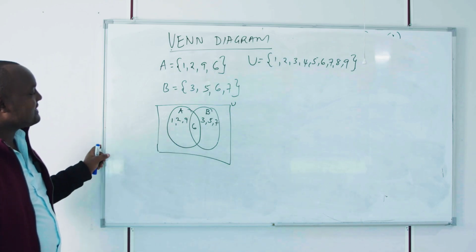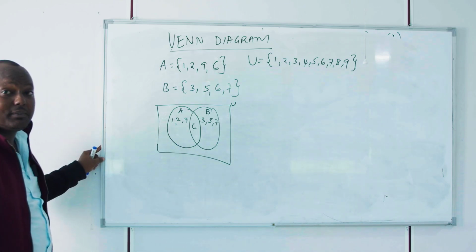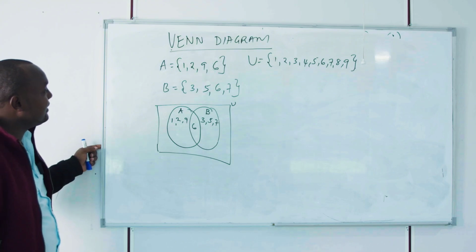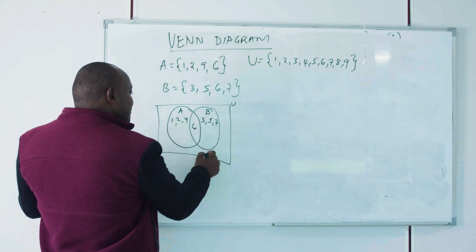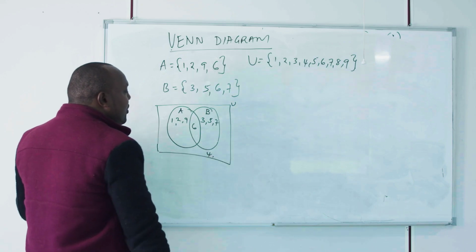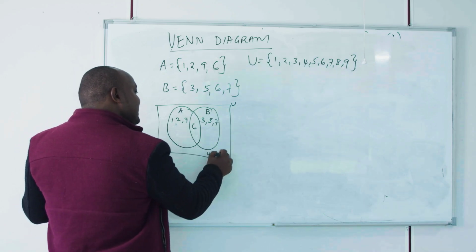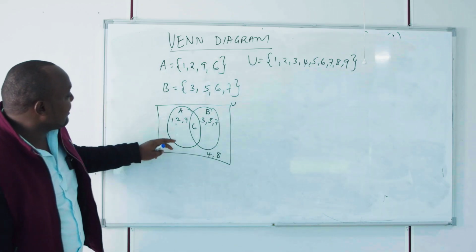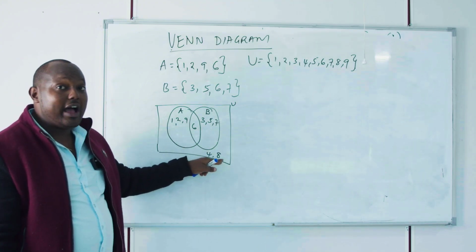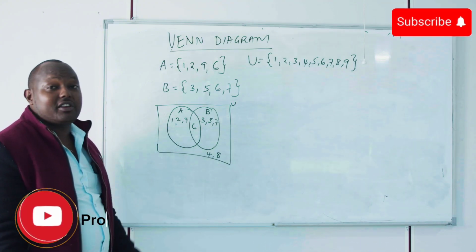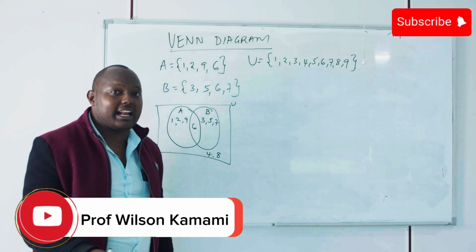But you have those elements that are not in A or B. They are not in either A or B. So based on our universal set, 1 is there, 2 is there, 3 is there. Here we have 4. We have 5, 6, and the other one is 8. So these are elements that are not in either A or B. So those are 4 and 8. So this is how we represent our Venn diagram.